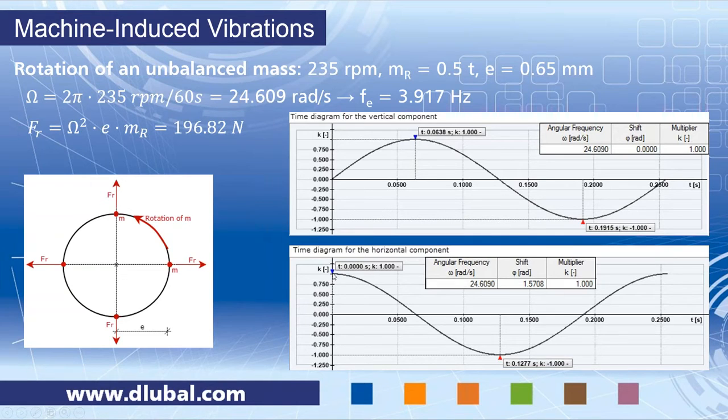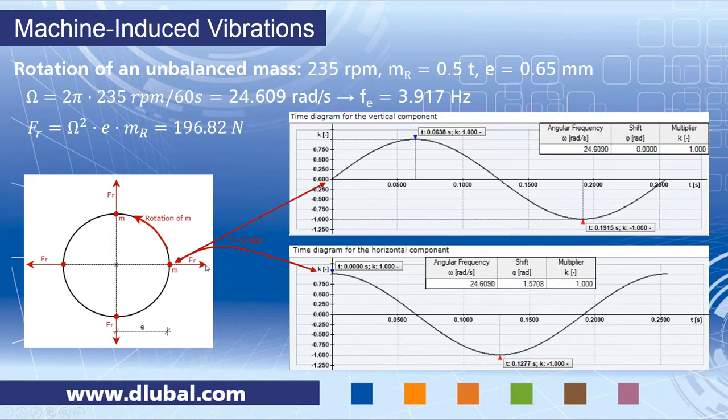The horizontal component is just shifted by a quarter circle. So the frequency is the same, I've entered a shift here, and I have the same multiplier. Now, what does it actually mean? We will define horizontal forces and vertical forces in load cases, and we will connect these to the two time diagrams. When we look at the time equal to 0, the vertical component will be 0 and the horizontal component will be fully available. And this is indeed the case.